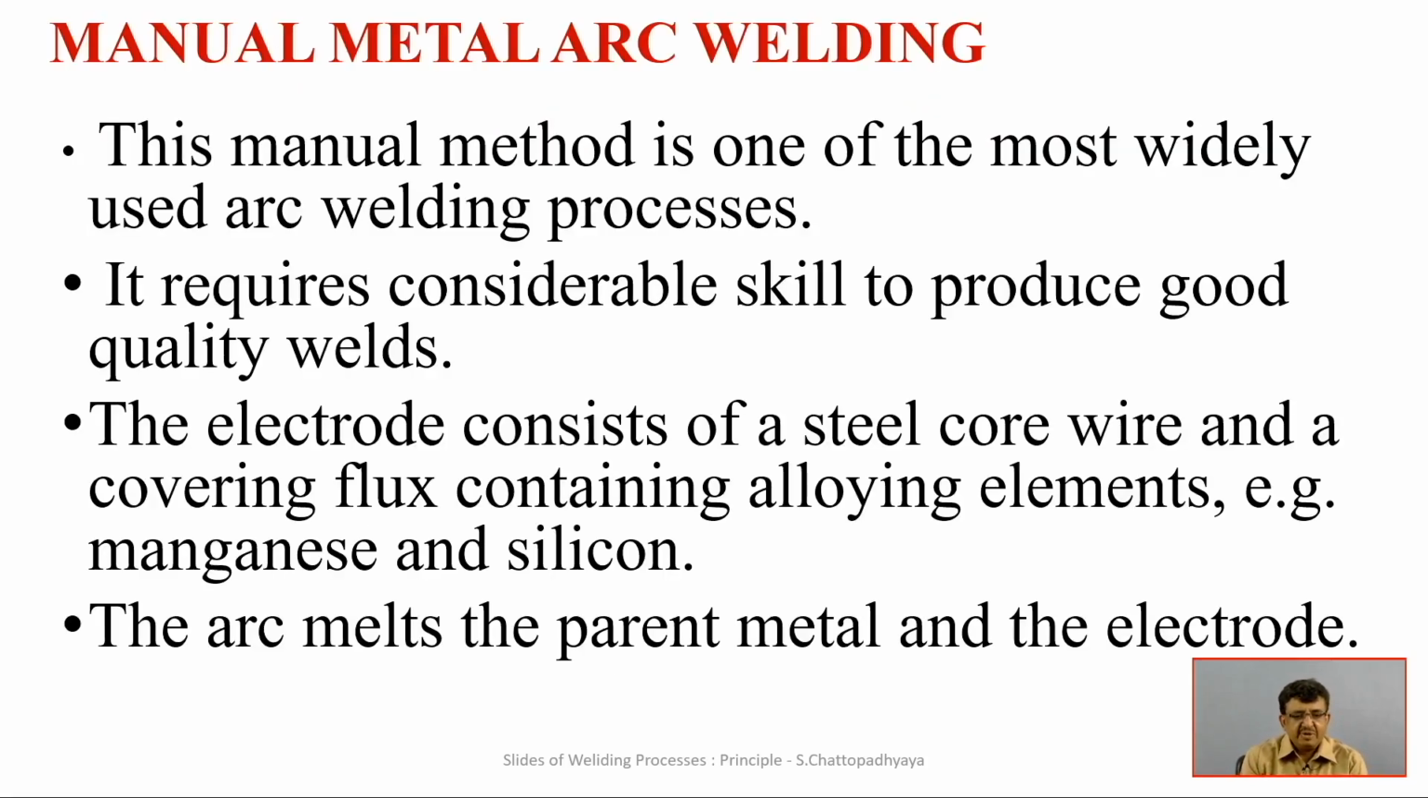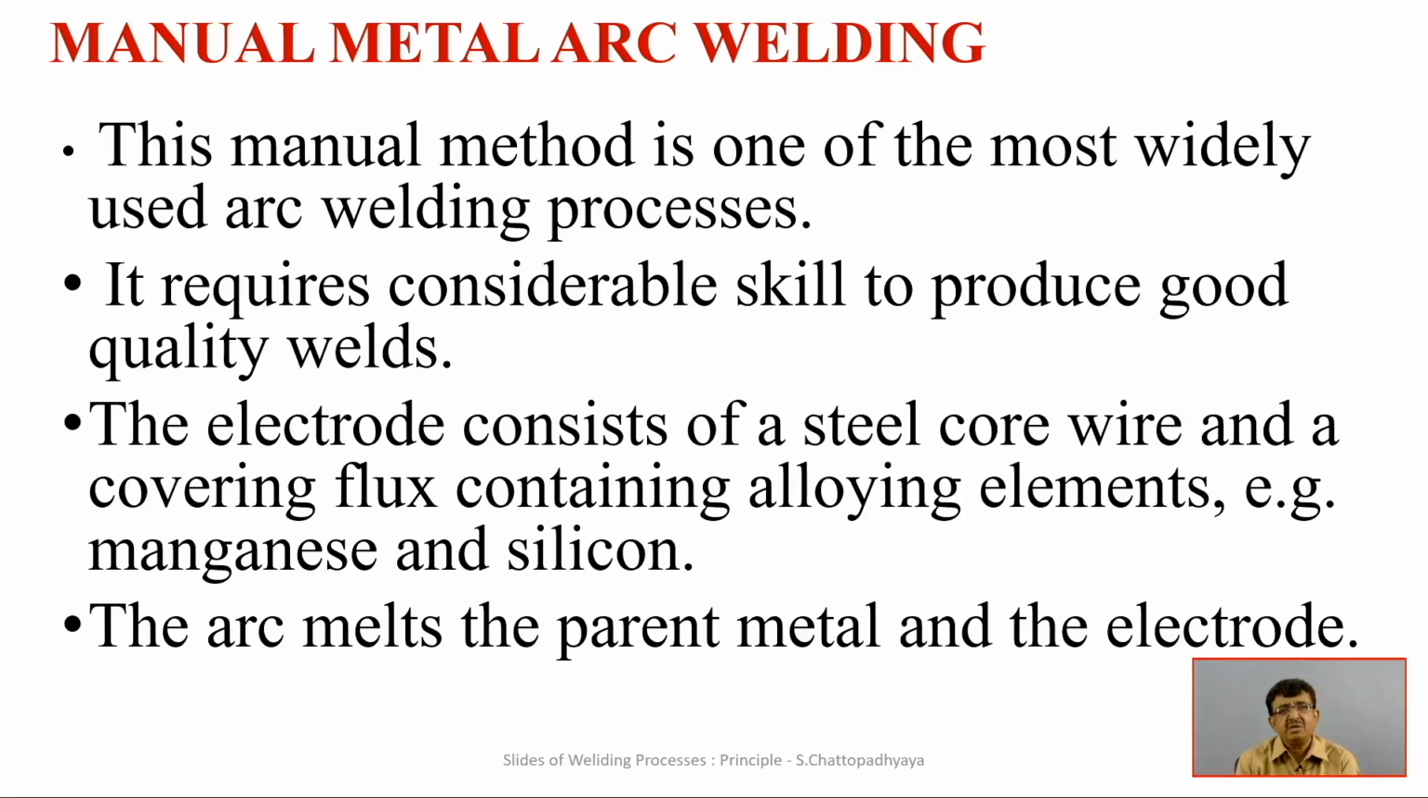So this method is one of the most widely used arc welding processes, because other arc welding processes like MIG require big coils and a bigger machine, and are not that handy. TIG also requires a non-consumable electrode, but the manual metal arc welding process is very handy and less costly, with a very small setup and low initial cost. The welding and other things can be carried out, so that is why it is extensively popular worldwide for these kinds of welding processes.